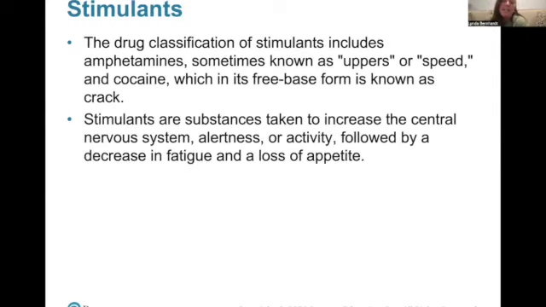Stimulants. Stimulants are the opposite of depressants. These are the things that speed you up. That's why it says uppers or speed. So these are going to increase your central nervous system. It's going to make you more bouncy, make you more alert. A lot of times it will make it where you're not hungry. You don't want to eat.